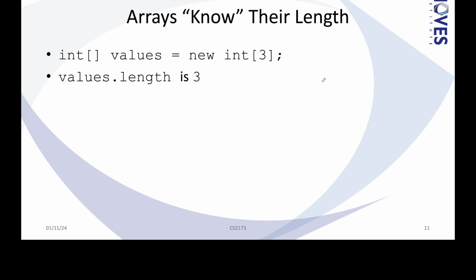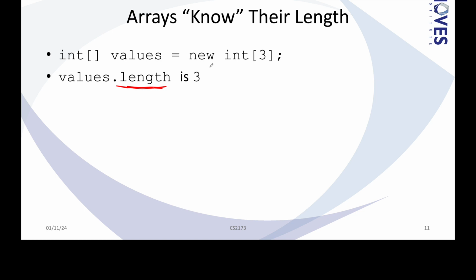Okay, arrays know their length. So if I have an array, I can ask how long are you? This is kind of a sinful thing, but it turns out it's okay because arrays are immutable in terms of size. If I say values dot length, notice no parentheses, it will give me how many there are.